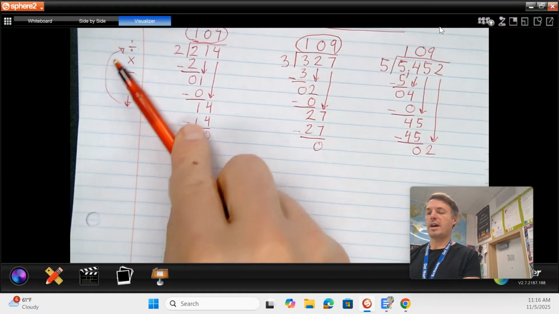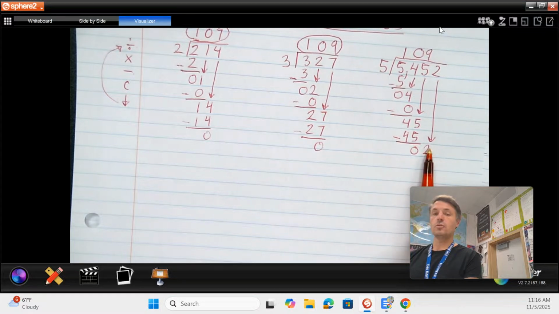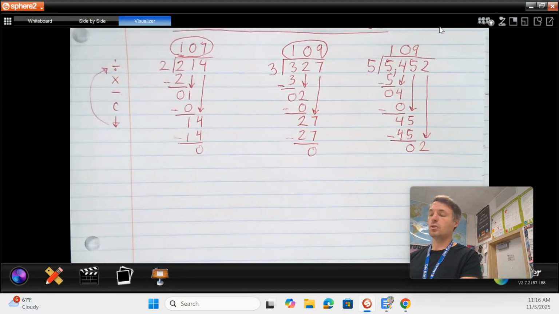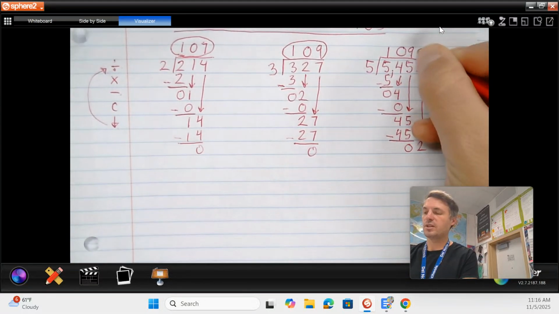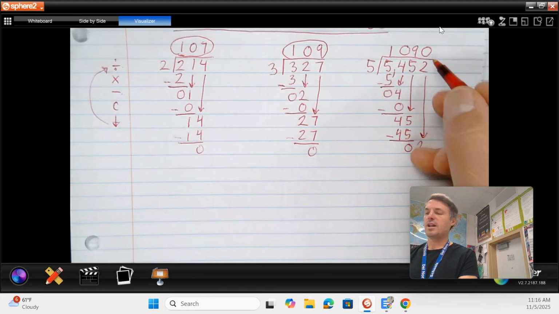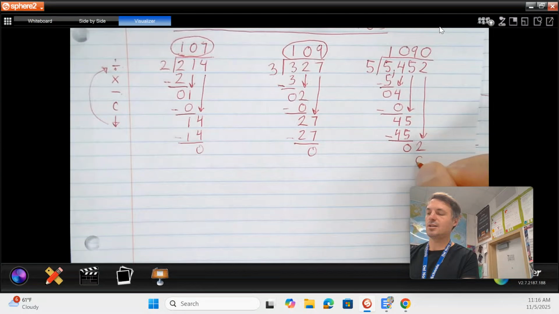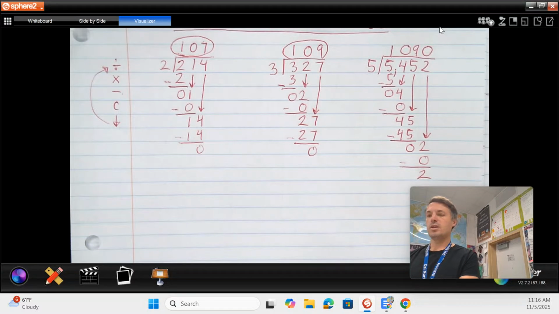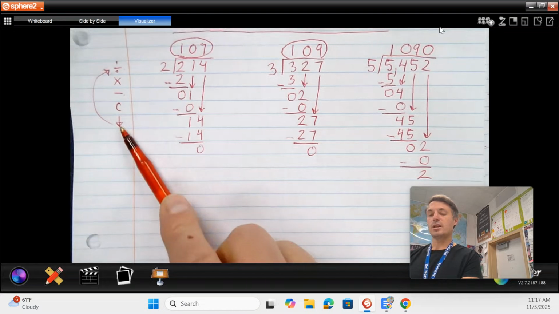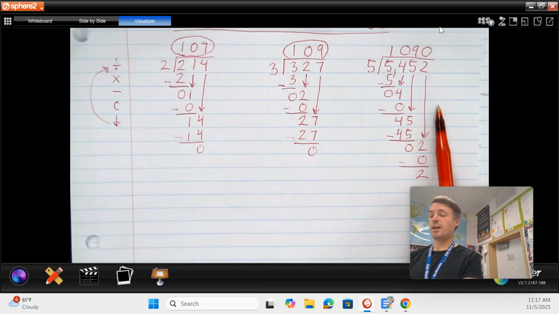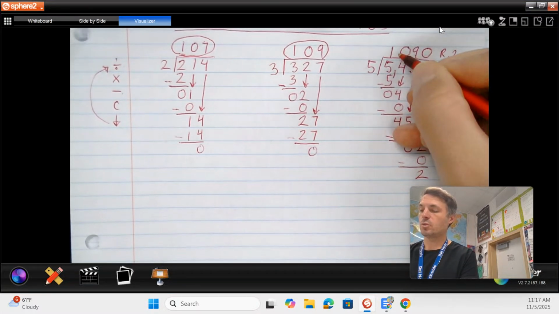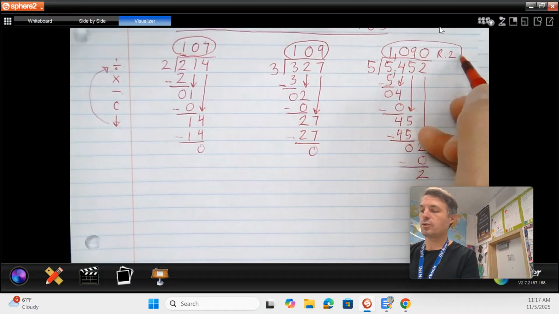After we bring down, we go back to divide, but now we're dividing 5 into 2. And can 5 fit into 2? No, because 5 is bigger than 2, so it can't fit into 2. So we say 5 can fit into 2 0 times. Then we multiply. 0 times 5 is 0. Then we subtract. 2 minus 0 is 2. Then we compare. Is 2 smaller than 5? Yes. The next step is bring down, but there's nothing left in the dividend that we can bring down. So we write our remainder, which is 2. So the answer is 1,090, remainder 2.